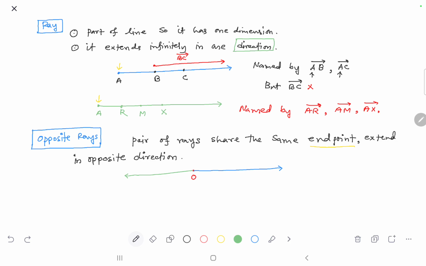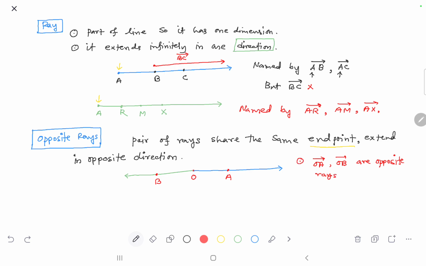Both rays lie on the same line, right? But the directions are opposite, and they start from the same endpoint. So let's say here you put A, and here B, then these two rays OA and OB are opposite rays. So whenever they ask about opposite rays, this means there are two rays starting from the same endpoint in opposite directions. This is the idea.